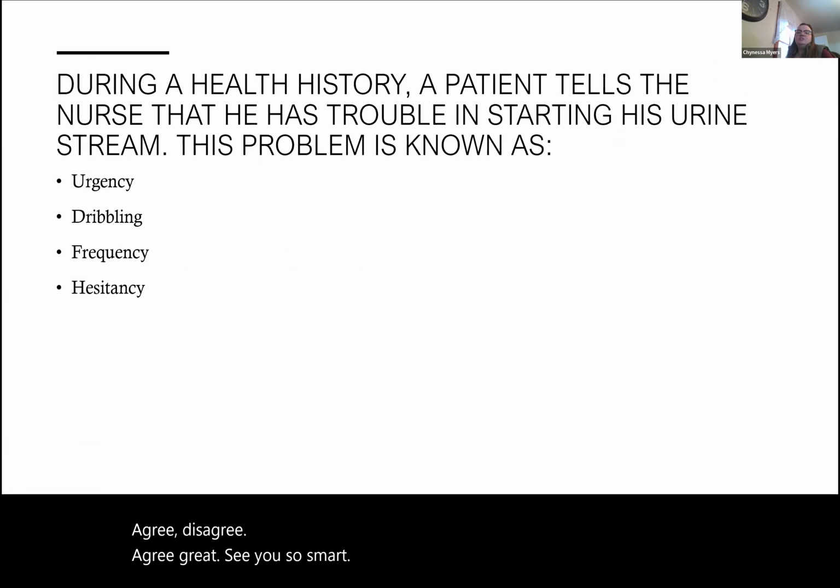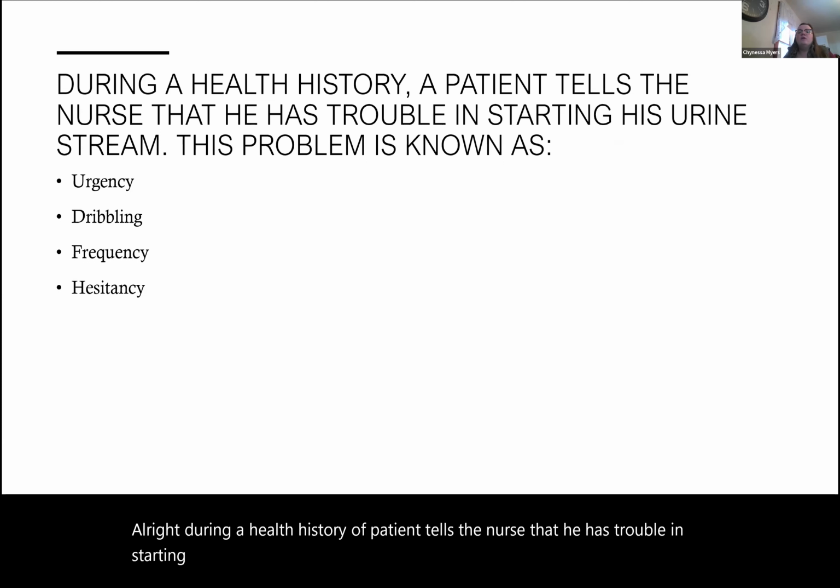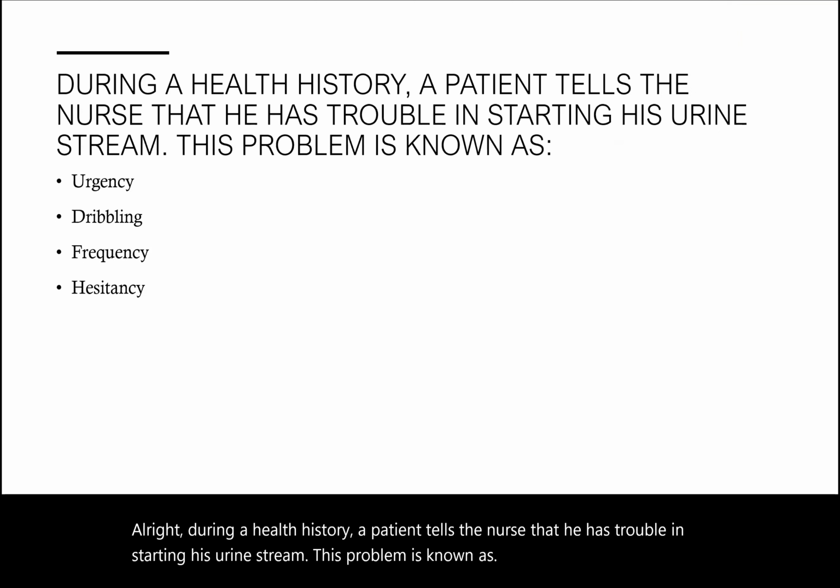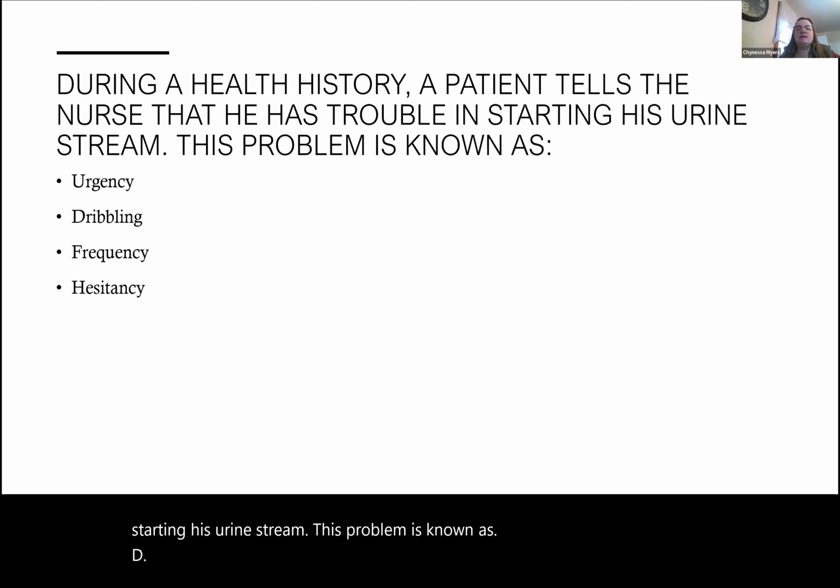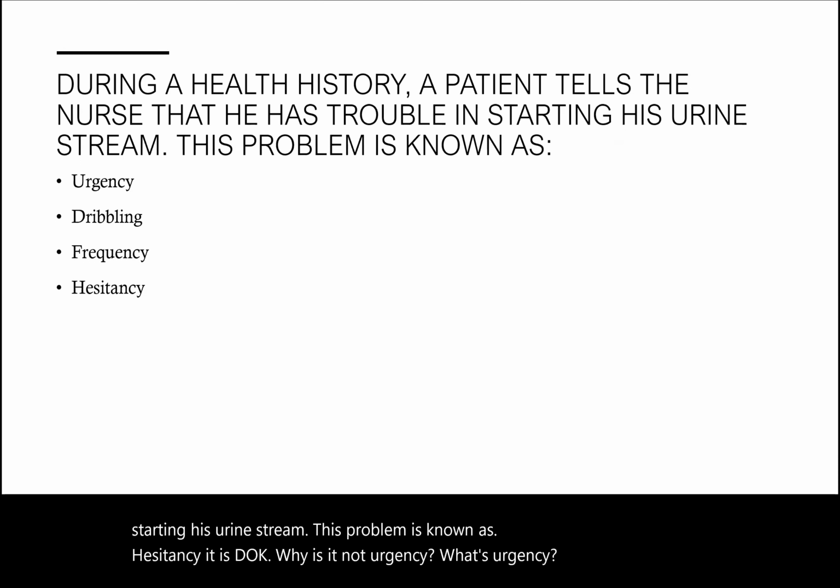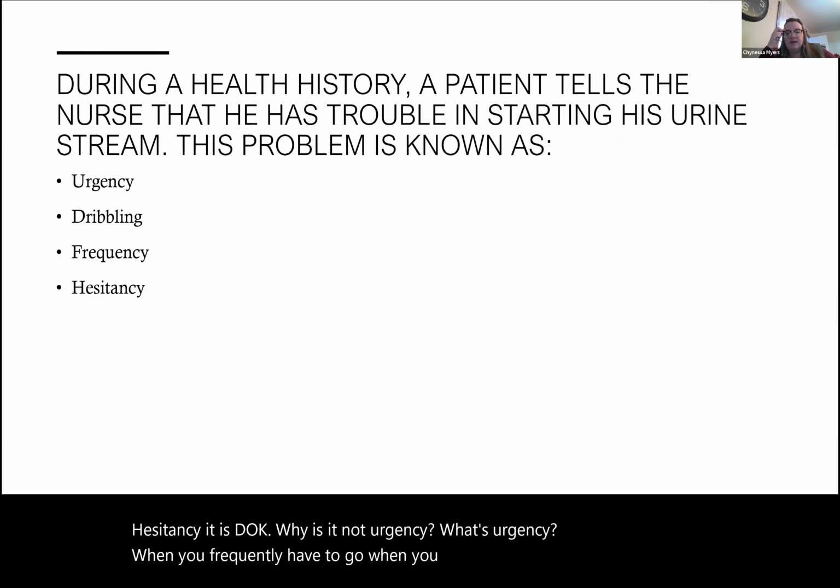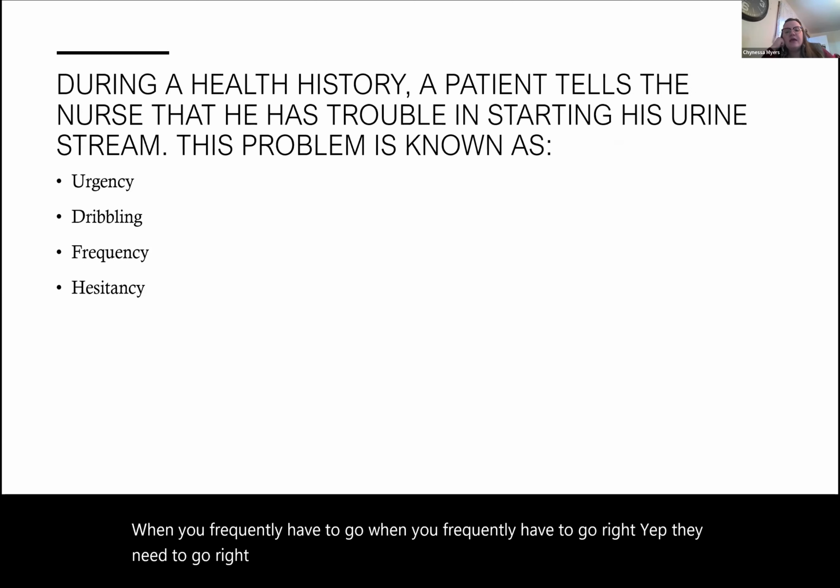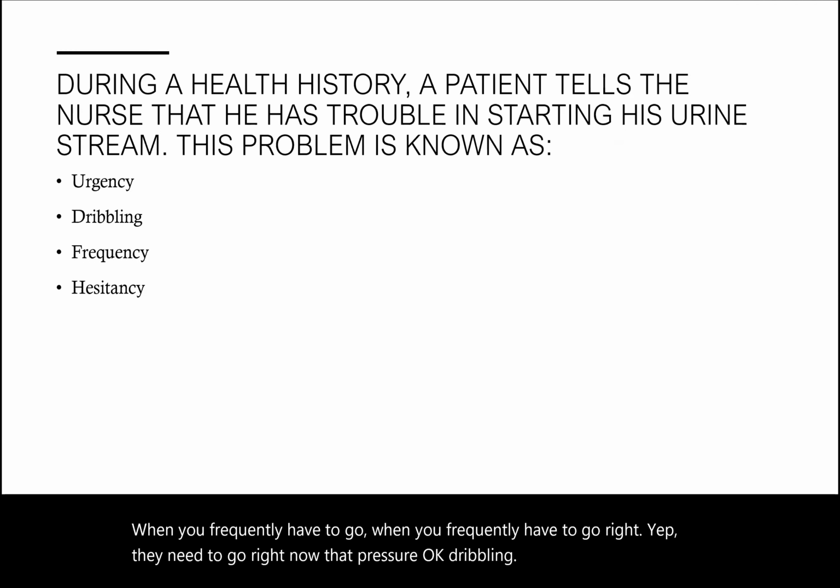During a health history, a patient tells the nurse that he has trouble starting his urine stream. This problem is known as D. Hesitancy. It is D. Okay. Why is it not urgency? What's urgency? When you frequently have to go. When you frequently have to go, right? Yep, the need to go right now, that pressure. Okay. Dribbling. Incontinence, right?